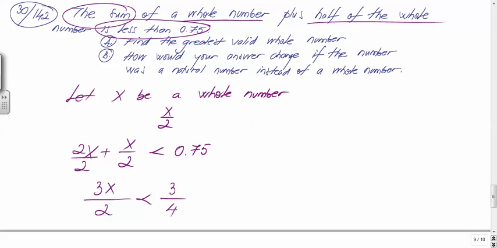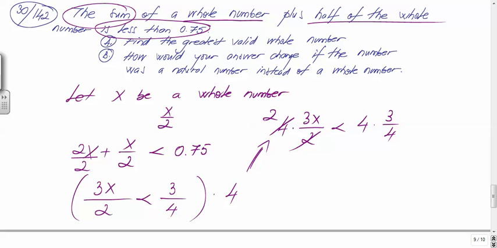3/4. To solve, I need to remove the denominators. I can multiply both sides by 4, which gives me 4 times 3x over 2, less than 4 times 3 over 4. Now on the left side, 2 goes in 4, 2 times, your cross cancellation, you have 2 times 3 gives you 6x, which should be less than 3, the 4s cancelling out. Dividing by 6, you have x should be less than 1/2.